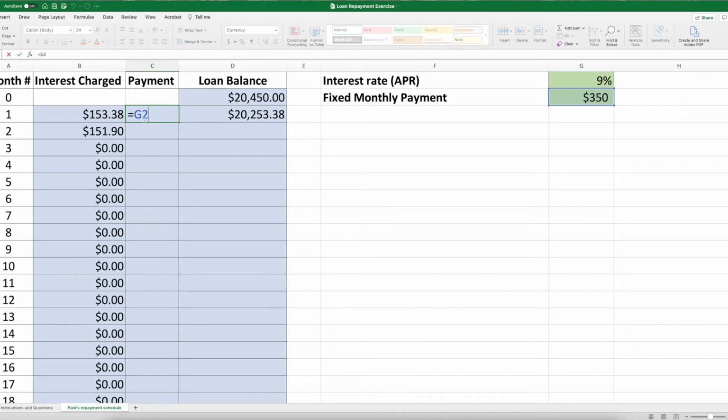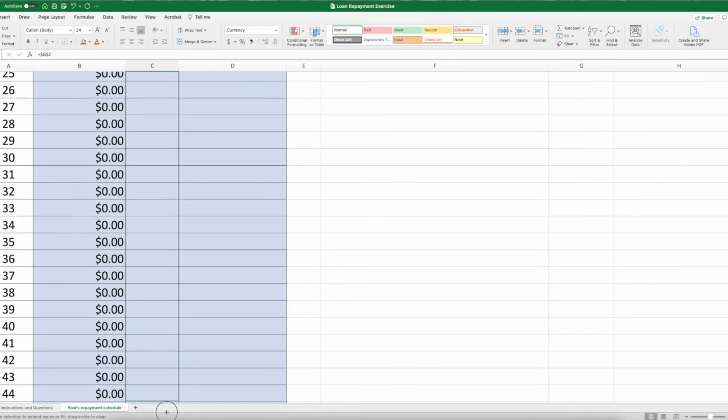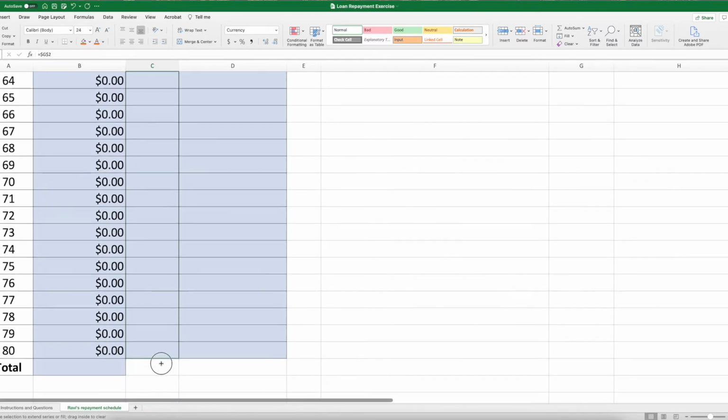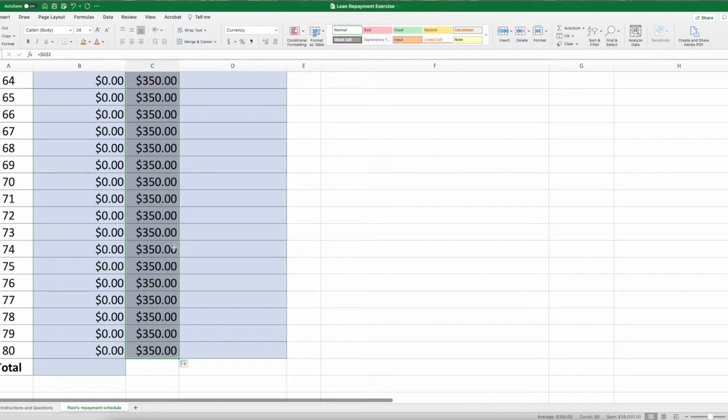I'm going to do that by selecting G2, and on my Mac, I press the function key and the F4 key at the same time. On Windows, you simply press the F4 key, and if that's not working, you can type in the dollar signs. As long as you get this, you're good. Now I'm ready to copy the formula from the first cell all the way down to month 80.